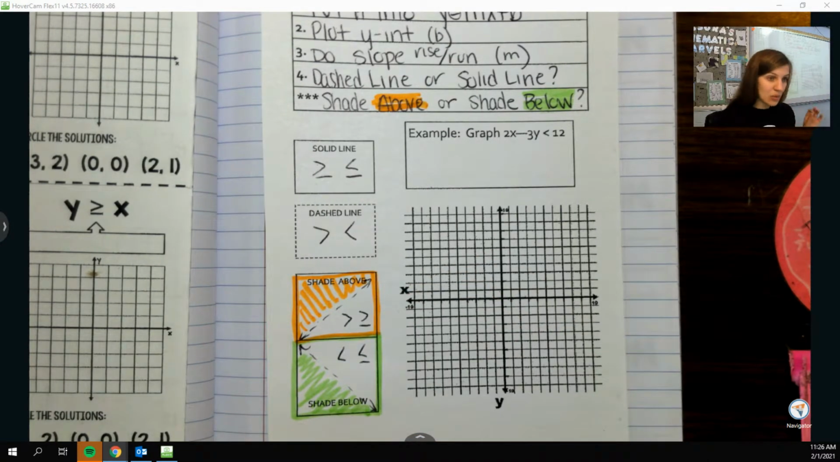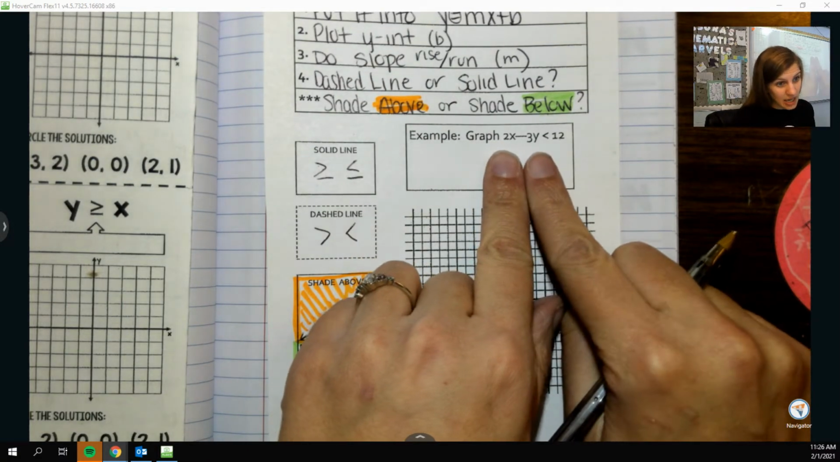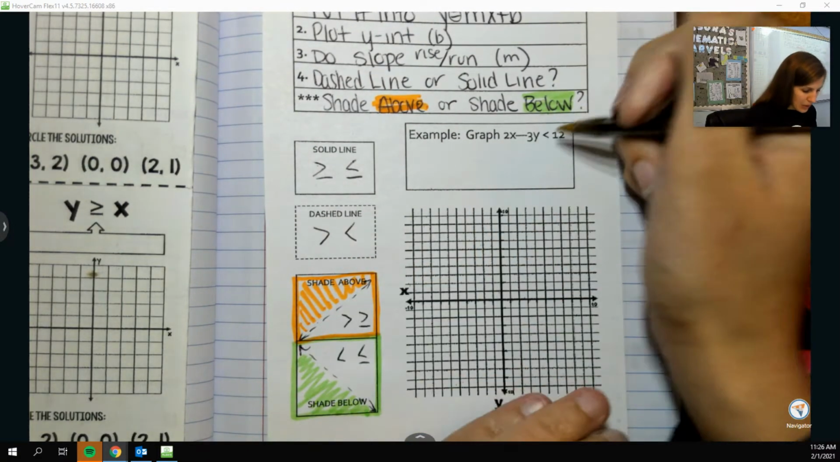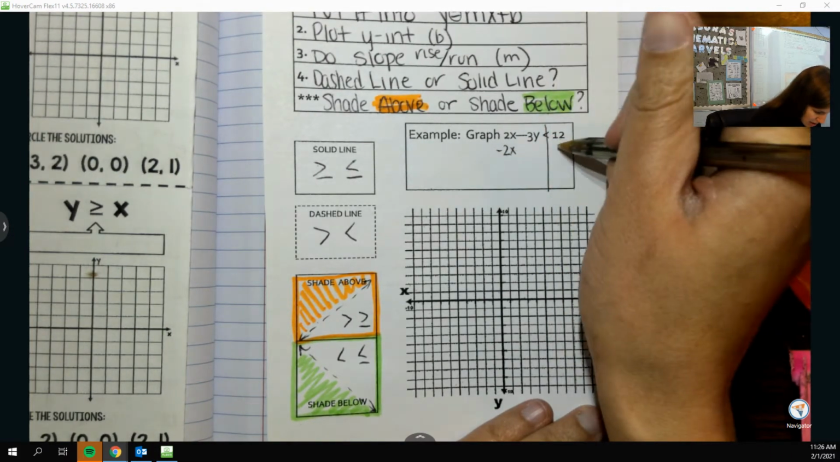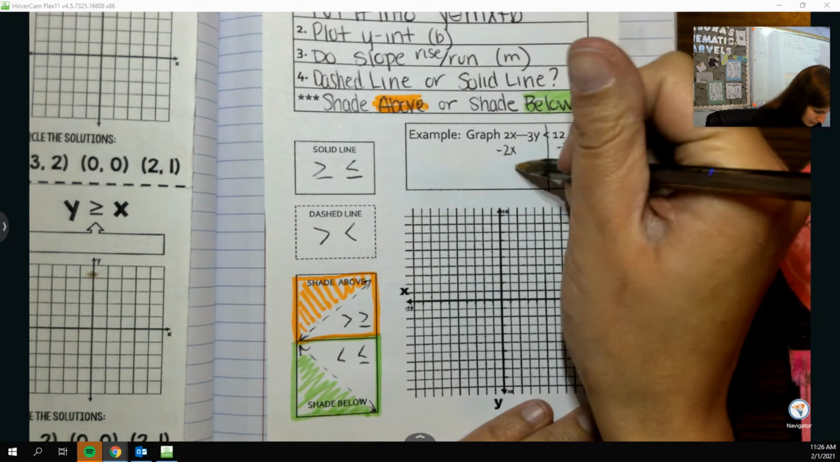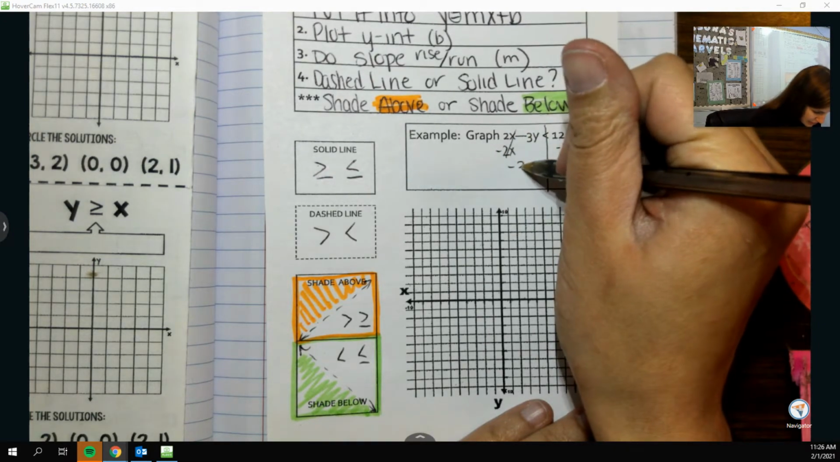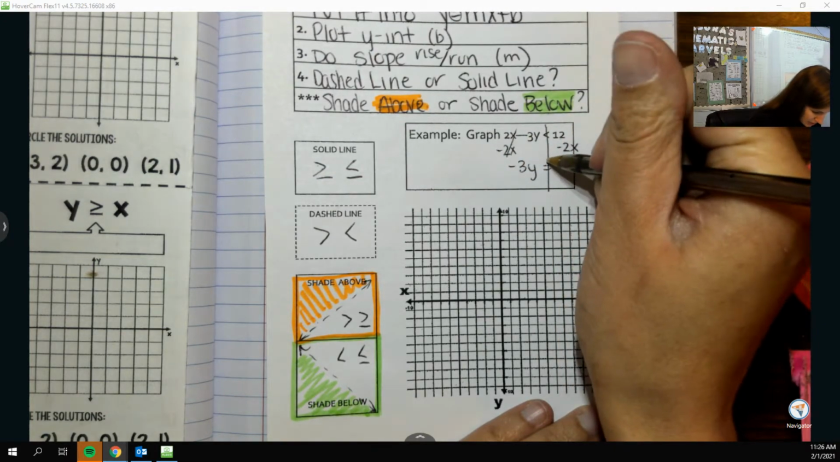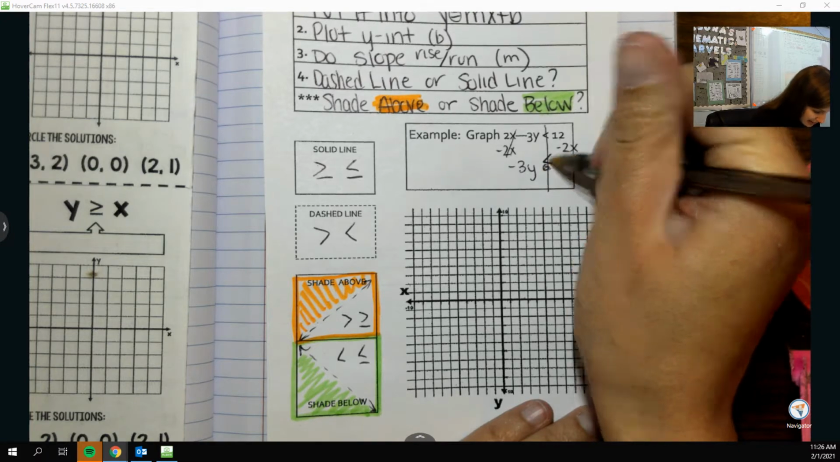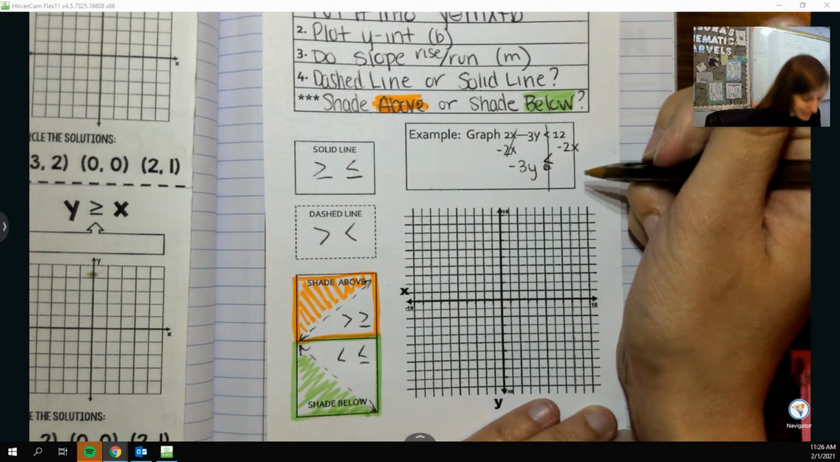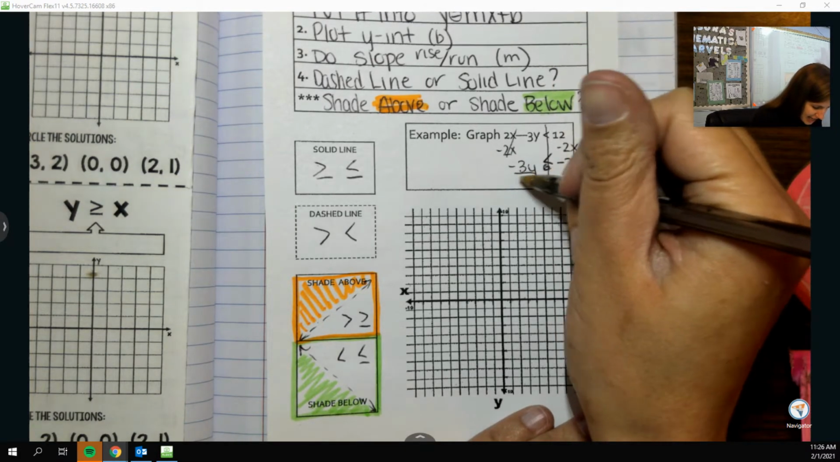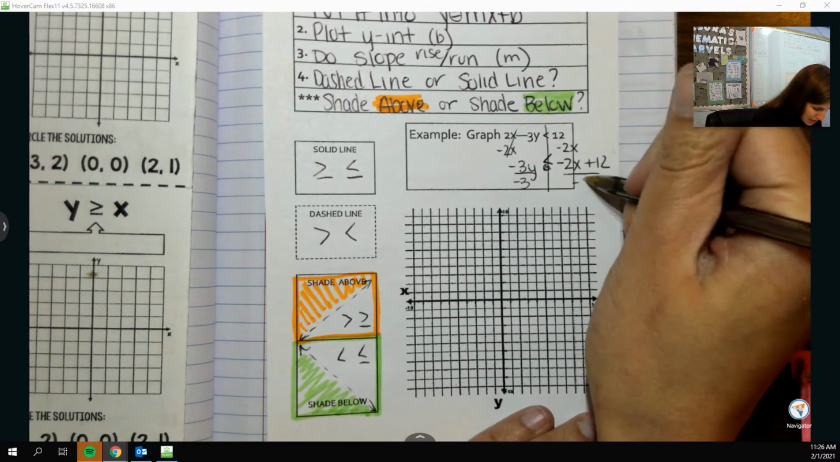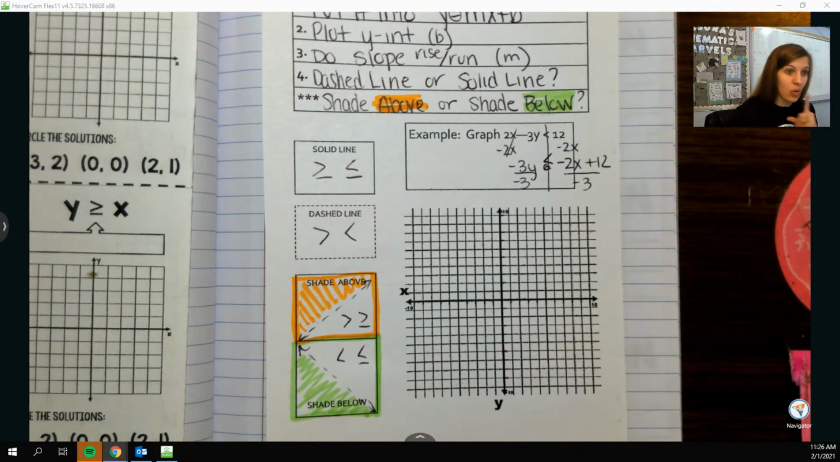Okay, so a real quick example. This is not in y equals mx plus b. So I'd have to get y alone by subtracting 2x on both sides. So we'd have negative 3y is less than negative 2x plus 12. Then I got to divide everything by negative 3.